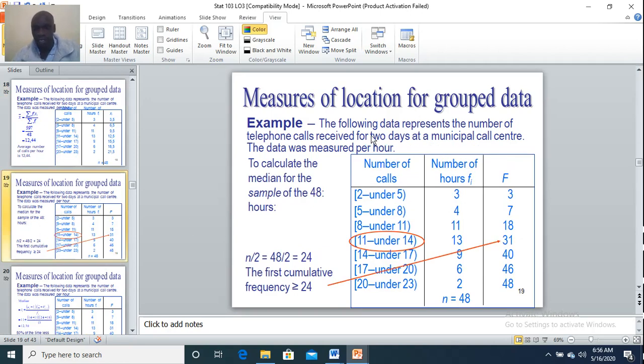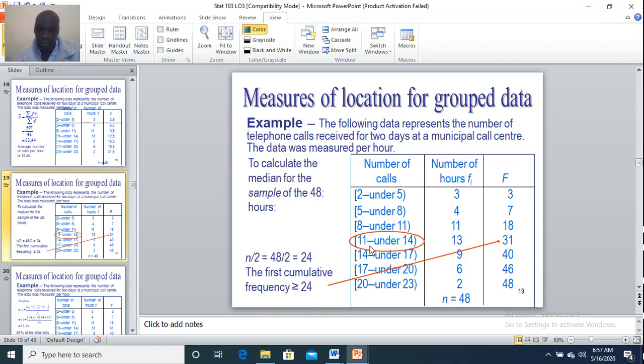Now the median position: we have got 48 numbers, so if we divide by 2 we get the median position. So 48 divided by 2 we get 24, but this 24 we have to find from our cumulative frequency column. So for us to get a median for grouped data, we need to have a cumulative frequency column. So is 24 in 3? No. Is 24 in 7? No. Is 24 in 18? No. In 31? Yes. So it means this is our median class.